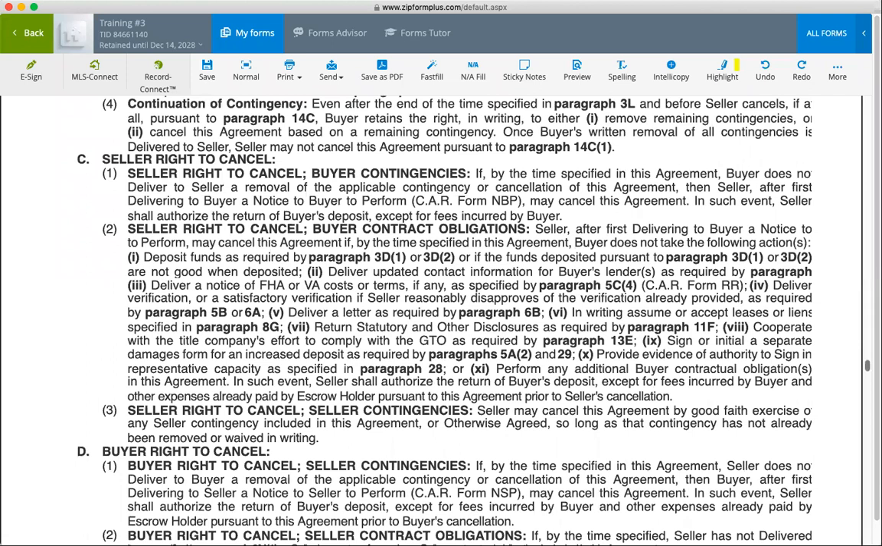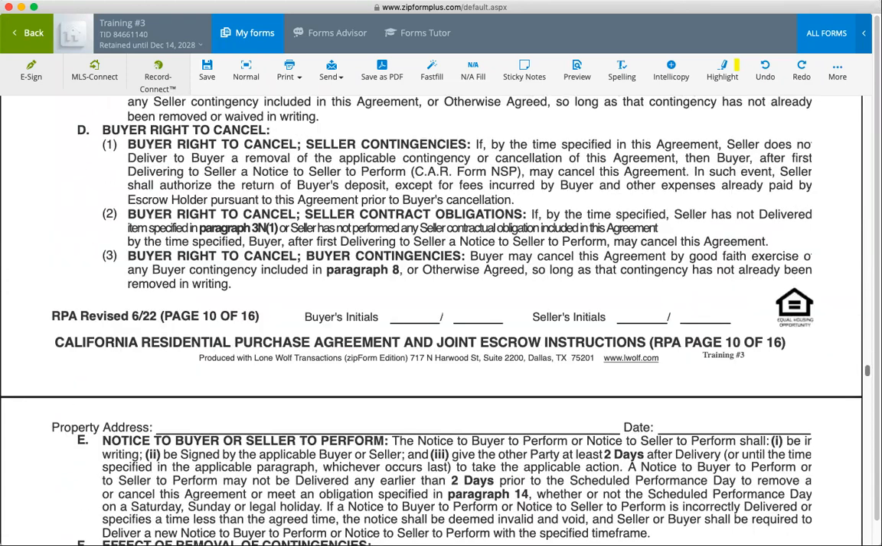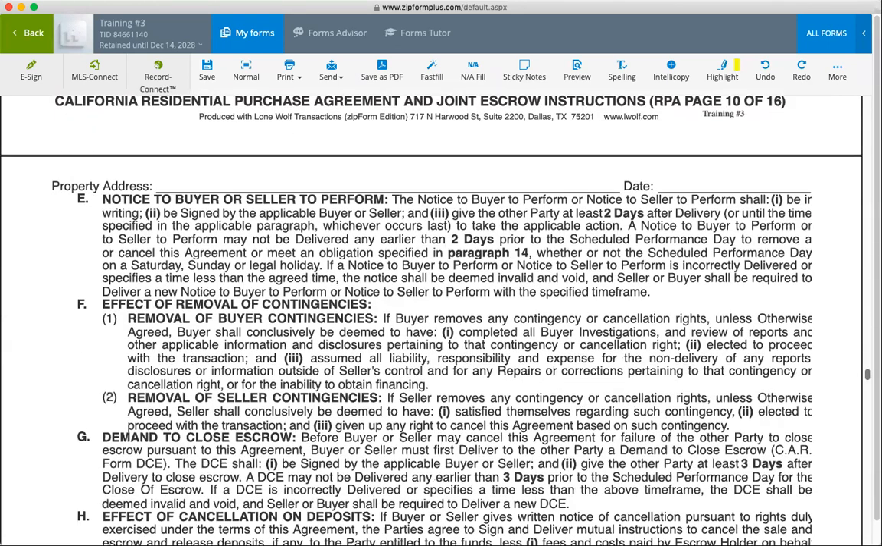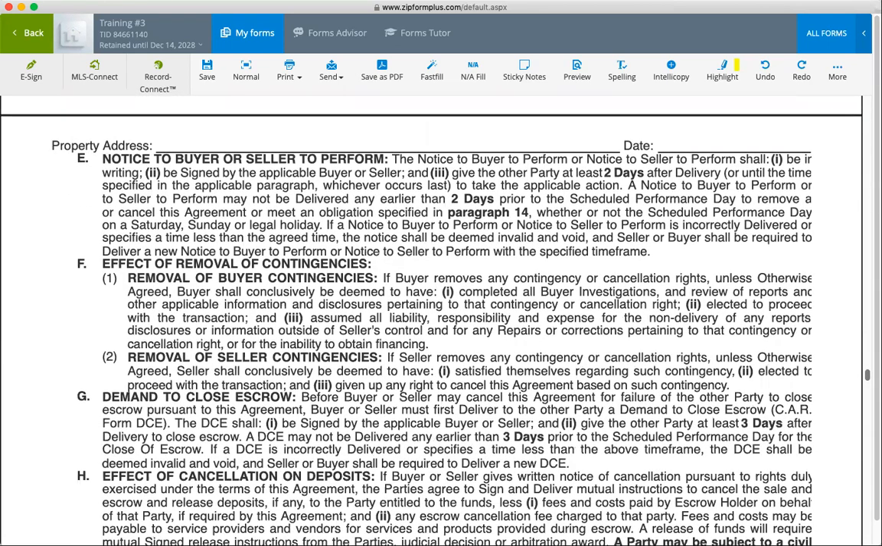And then rights to cancel. The seller has certain rights to cancel, and the buyer has certain rights to cancel. You need to read and understand those. They can be complicated.